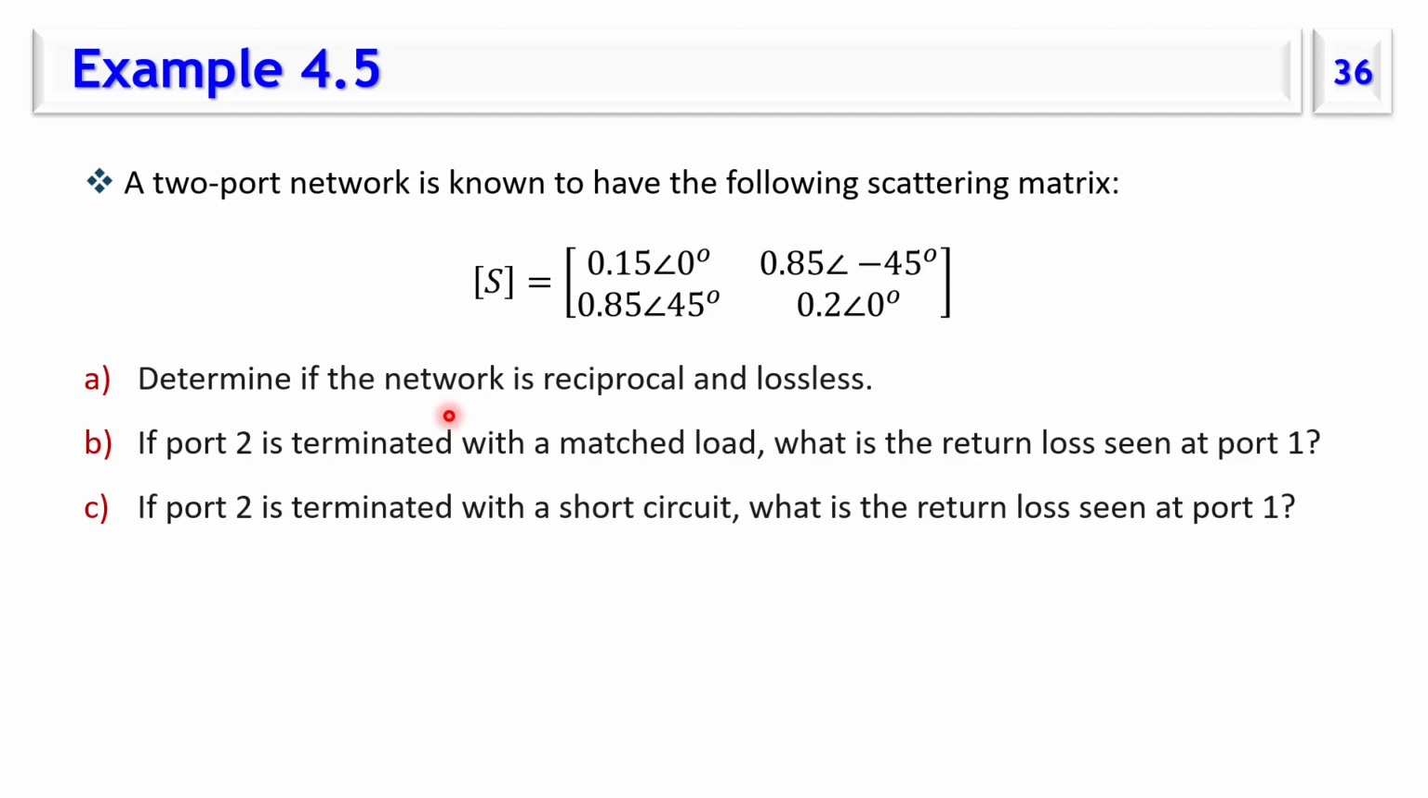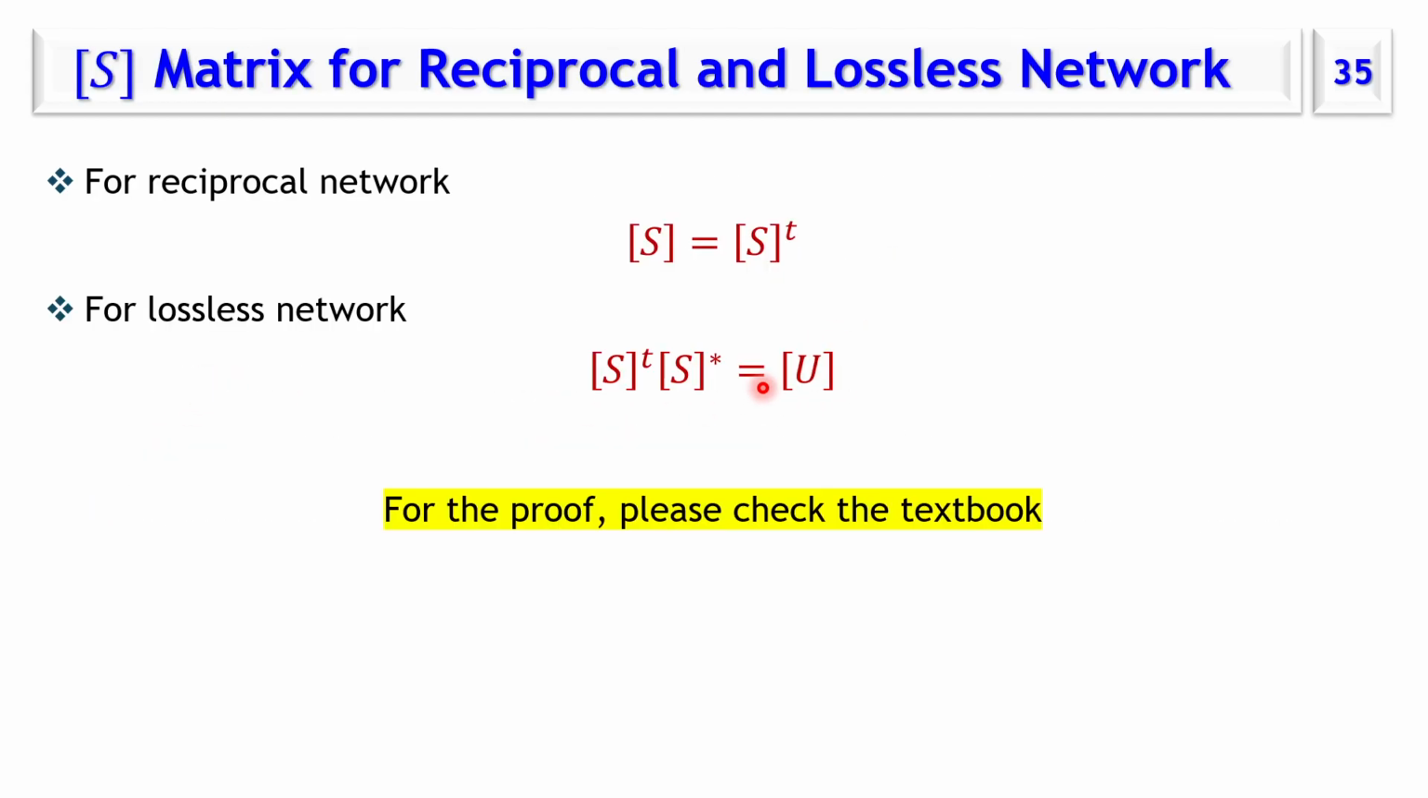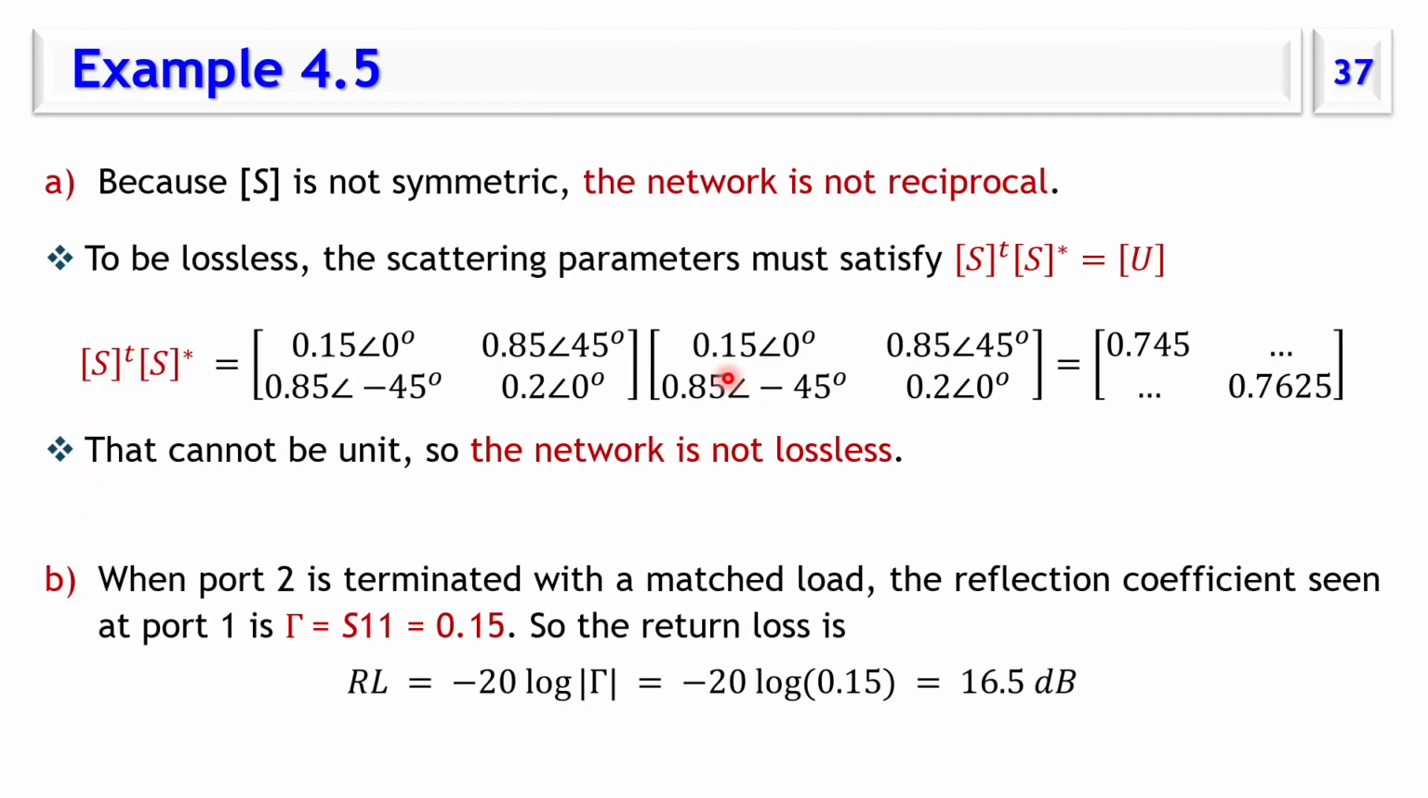So for the first question, is it reciprocal or not? It's very clear that it is not reciprocal. Why? Because S12 doesn't equal S21, so S doesn't equal S transpose. There is a phase difference here. And to determine if it's lossless or not, we need to transpose and multiply with the conjugate. When we do that, we'll find that it is not unity. So the network is not reciprocal and it is not lossless.